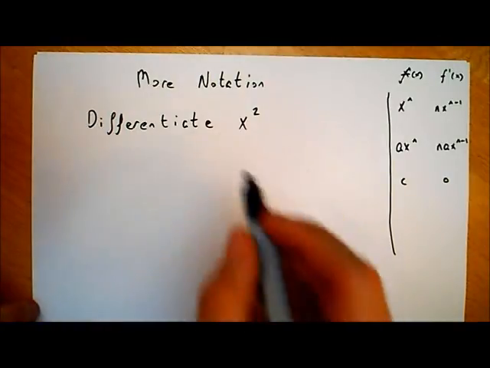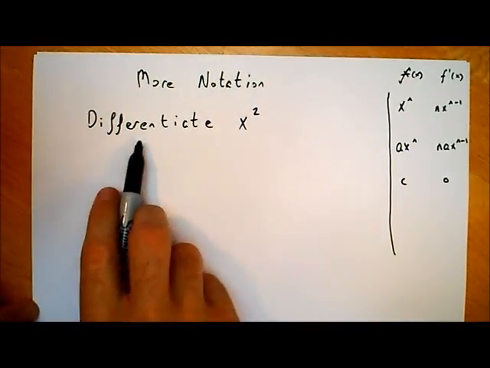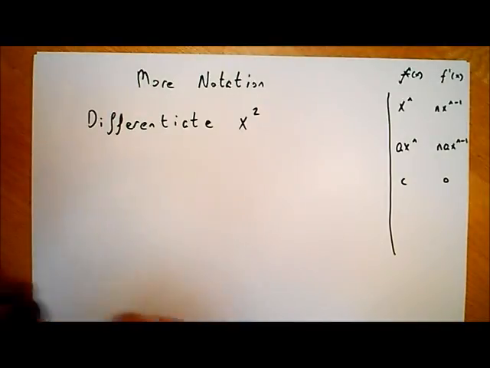Okay, I just want to have a look at a little bit more notation. So say we're asked to differentiate x squared. There are three different ways that I can write that down. I've shown you two ways, using dy over dx or f dash of x. So I'm going to show you a third way now.